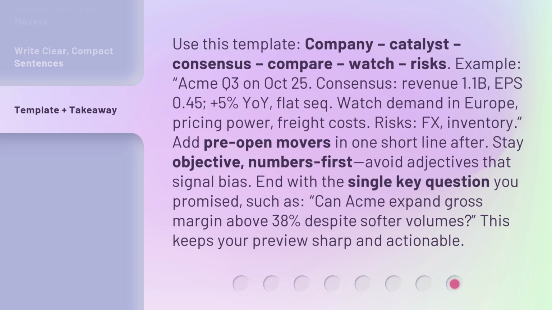Add pre-open movers in one short line after. Stay objective, numbers first. Avoid adjectives that signal bias. End with the single key question you promised, such as, can Acme expand gross margin above 38% despite softer volumes? This keeps your preview sharp and actionable.